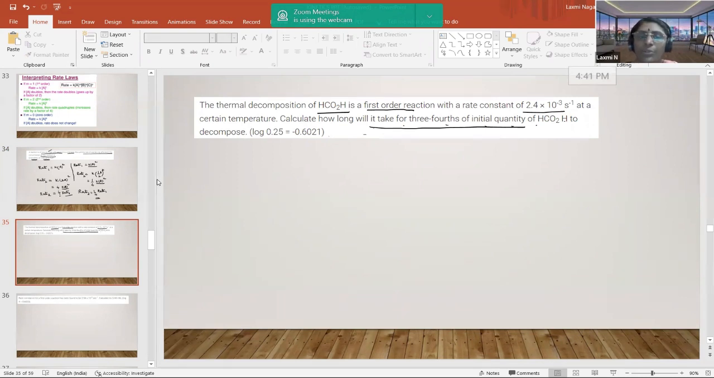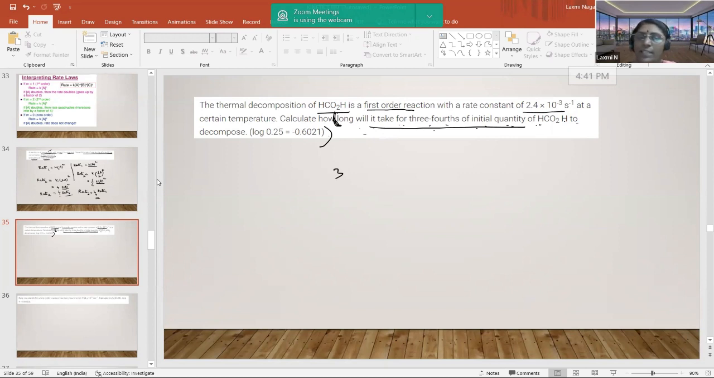Ask the children to read this again and again. I do that actually in the class. I tell them, read two or three times, only then you will grasp. How long will it take for 3/4 of the initial quantity to decompose?